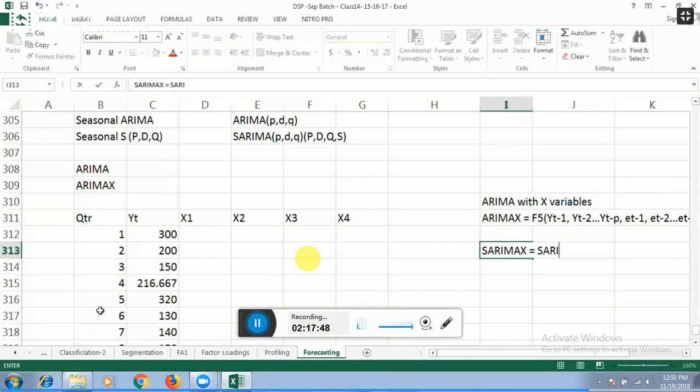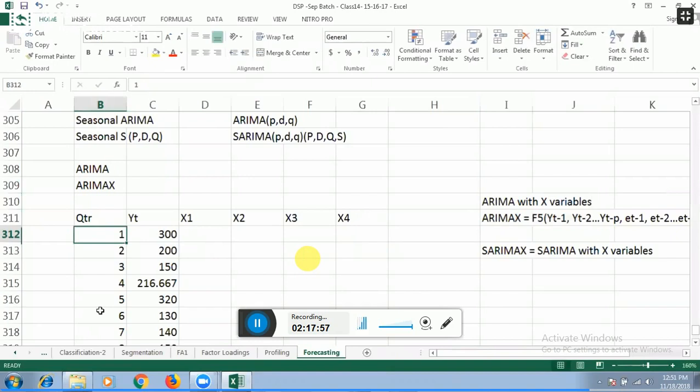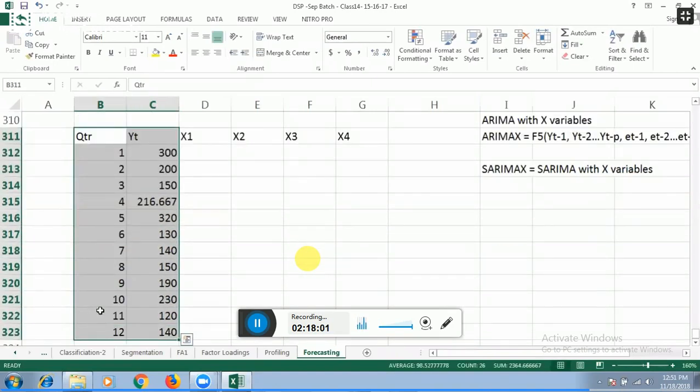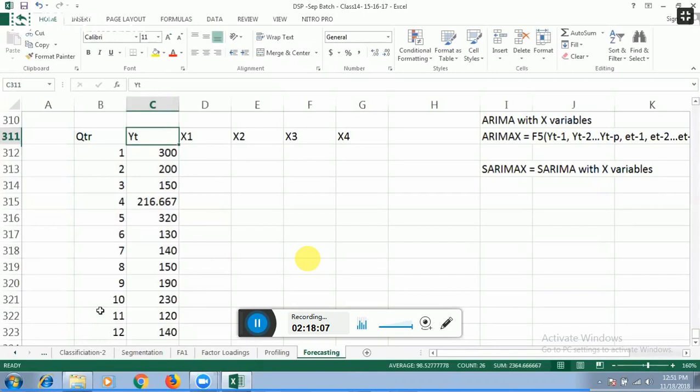SARIMA with X variables. So suppose when you are performing ARIMA, there will be some errors in the ARIMA also. Right? After performing a model, you got some errors. But how will you address those errors? Those errors probably you can address with the help of some X variables, which we can consider as part of the forecasting.